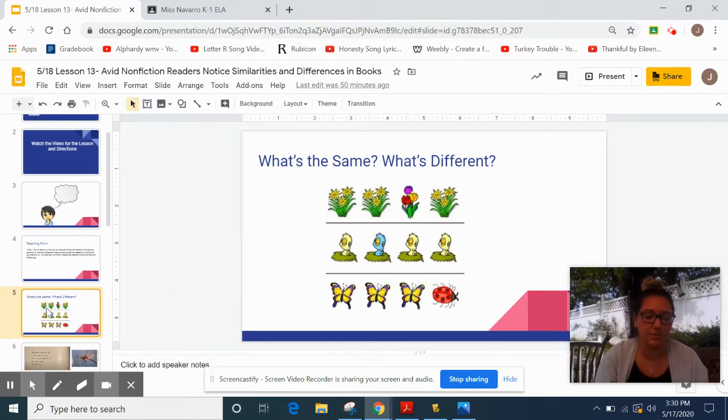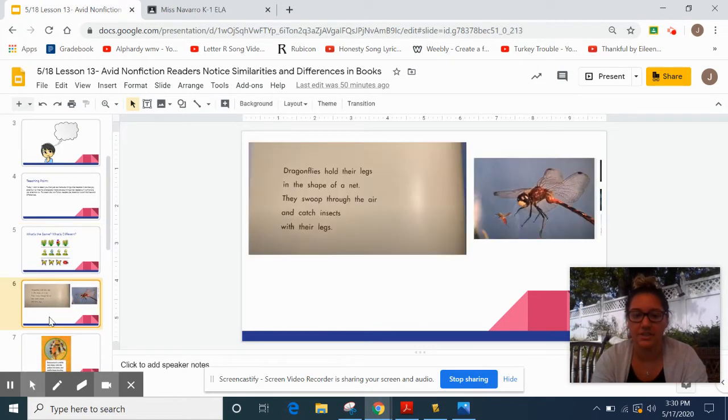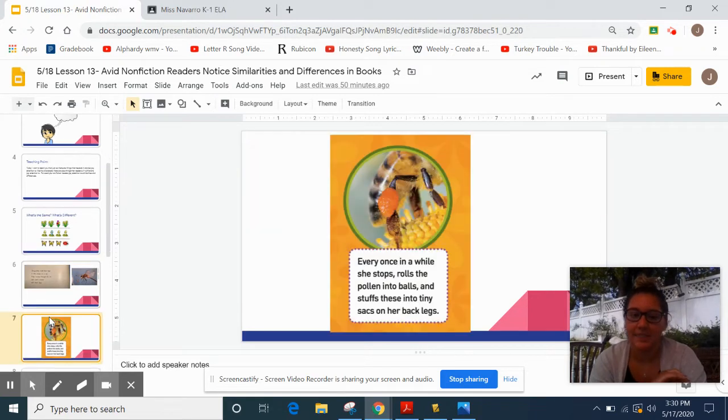So we're going to do this with 2 pages from insect books. One book is about dragonflies and the other book is about honeybees. So I'm going to read you this page from the dragonfly book. It says, dragonflies hold their legs in the shape of a net. They swoop through the air and catch insects with their legs. And this is a page from the honeybee book. Every once in a while, she stops, rolls pollen into a ball, and stuffs these tiny sacs on her back legs.